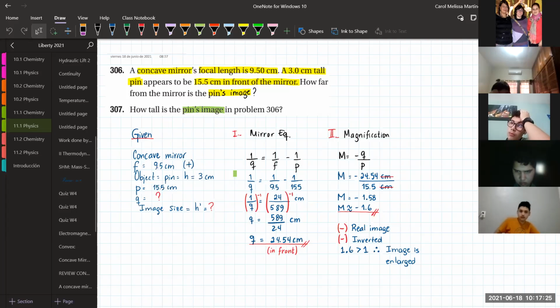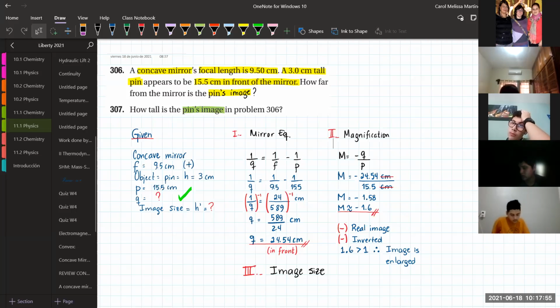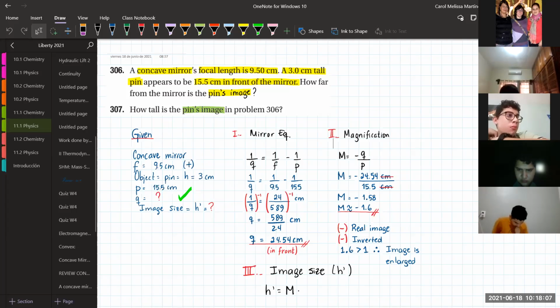We already have Q, and we need to find the image size. To find the image size, we have an equation that I gave you. It will be the third step. The image size, which is H prime, or H apostrophe, whatever you want to call it. H apostrophe is equal to magnification times the object's height.